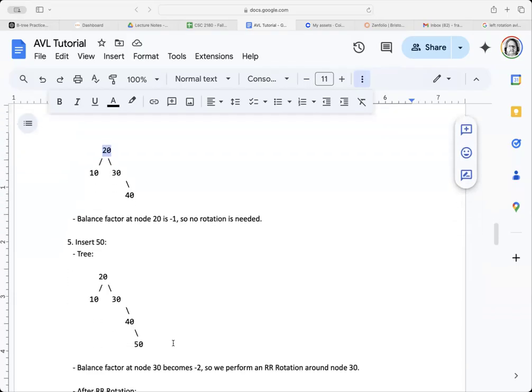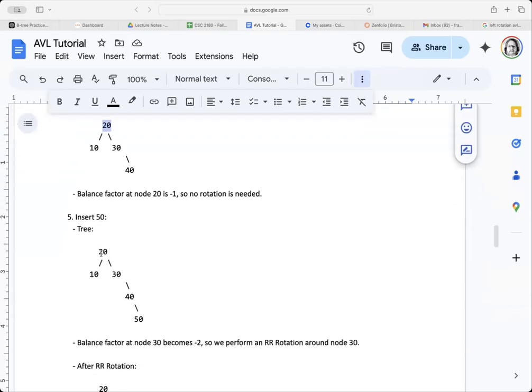Now we're going to insert a 50. Again, we start at the root. We keep going until we insert it here. Now our node at 50, of course, we know is 0. We just added it. 40 is negative 1. That's fine. 30 is now 0 minus 2, or negative 2. So this tree is heavy, and we have to do a rotation. Our rotation is going to involve 30, 40, and 50.